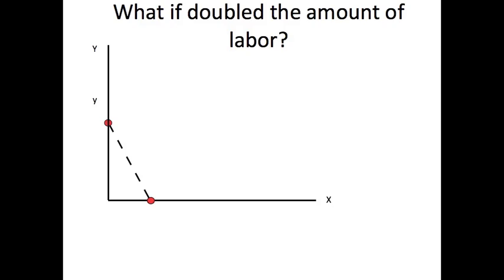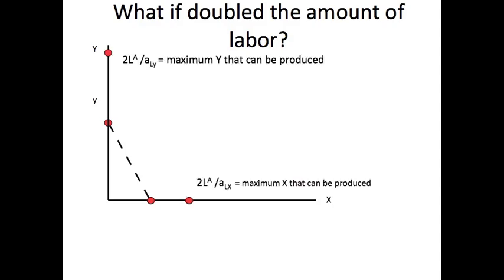If we double the amount of labor available in the economy, 2L_A over a_LY would be the new maximum Y that could be produced. Similarly, 2L_A over a_LX would be the total amount of X that could be produced if that was the only input. Connecting the two dots gives us the new PPF.